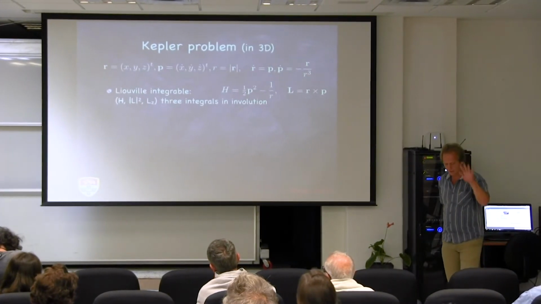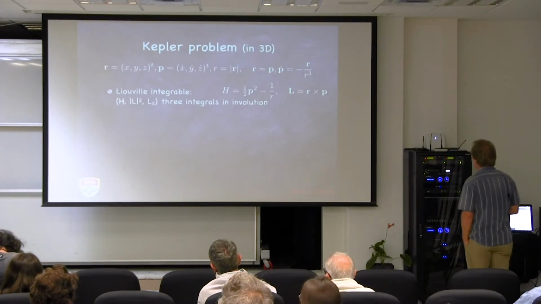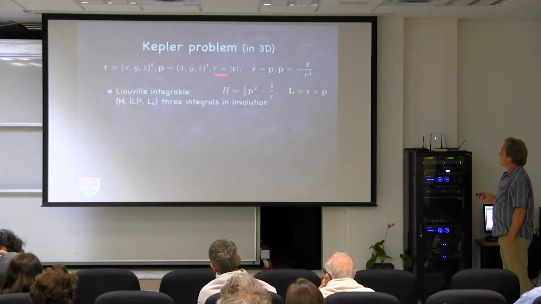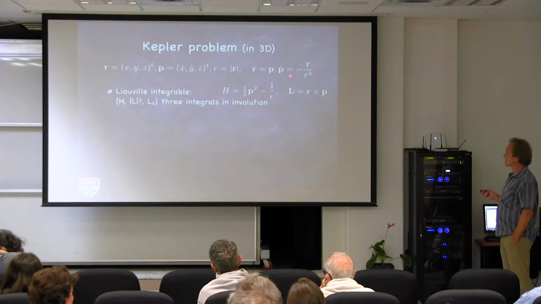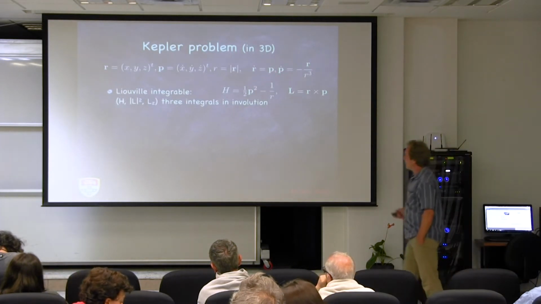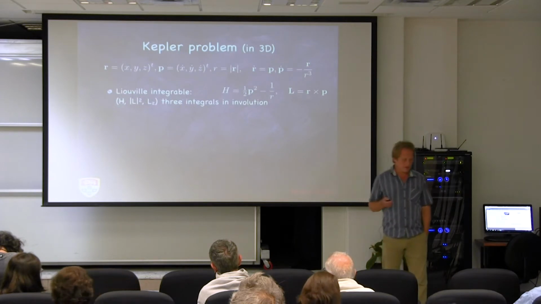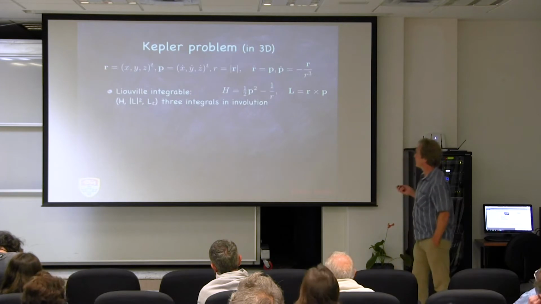We need to look at the spatial problem, otherwise this whole thing doesn't work. And so R and P are vectors in R3, and the equations of motion are simply this. This is the Kepler problem. R dot is P, P dot is proportional to R. And this is a system that is Liouville integrable. That means it has three integrals in involution.